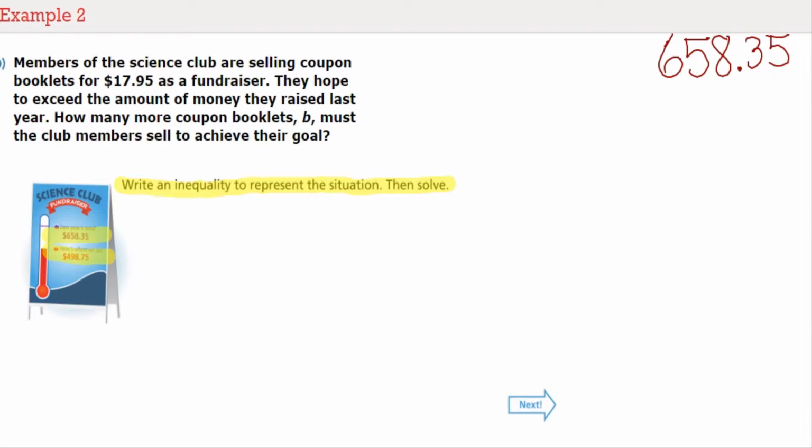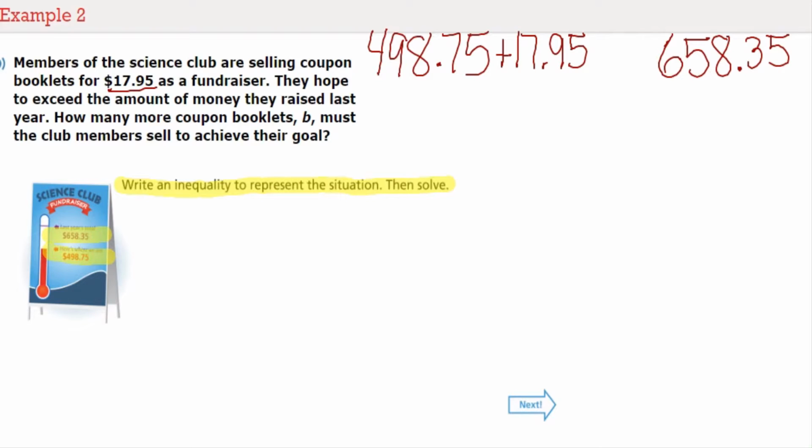And that says, here's where we are. So that means they already raised $498.75. That needs to go on the other side of the inequality. Now we have to figure out what we're going to do with the $17.95. So they're selling booklets as a fundraiser. Now we need to include that. So we're going to add the $17.95.